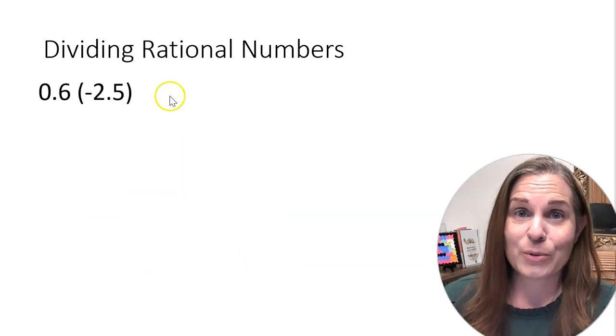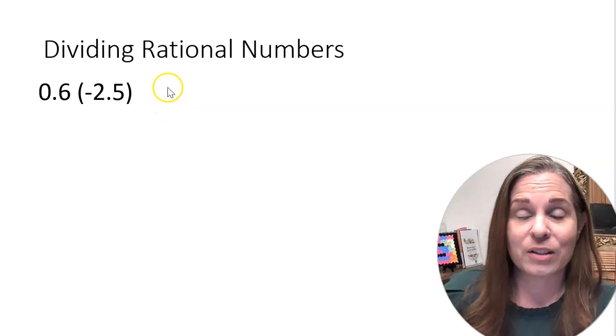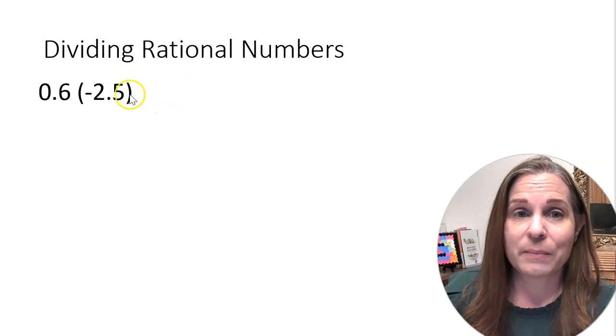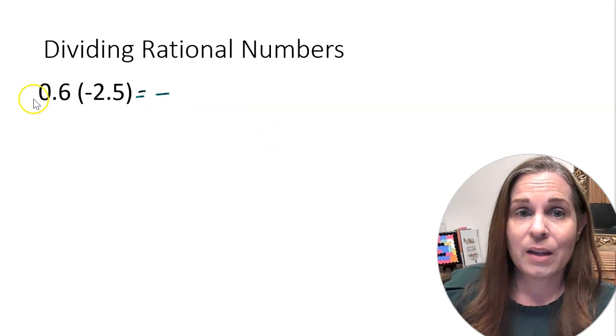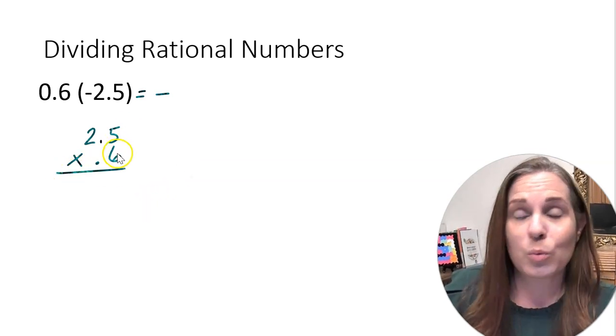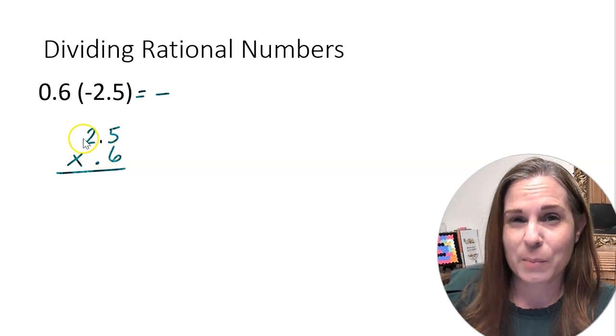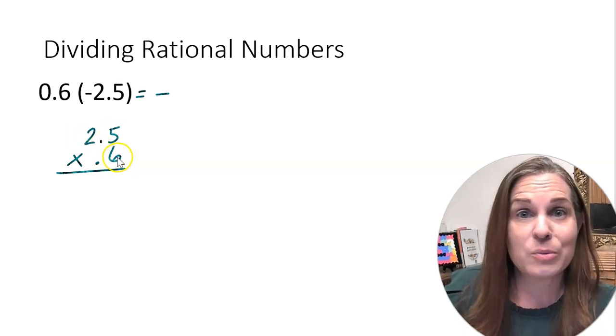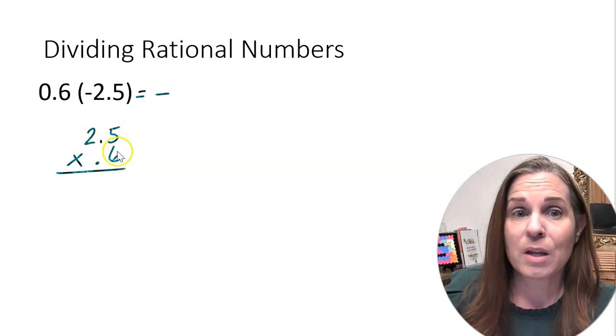So again, I'm going to show you two ways to do this one. The first one is just to do the multiplication. So negative times a positive means my answer will be negative. And now I'm just going to multiply 2.5 times 0.6. If you don't remember how to multiply decimals, you don't line up the decimal points. They just happen to line up in this problem, but we do not line them up as a rule.